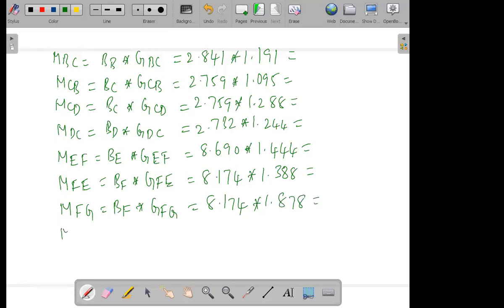Similarly, MGF is equal to BG into GGF, 7.473 into 1.758.